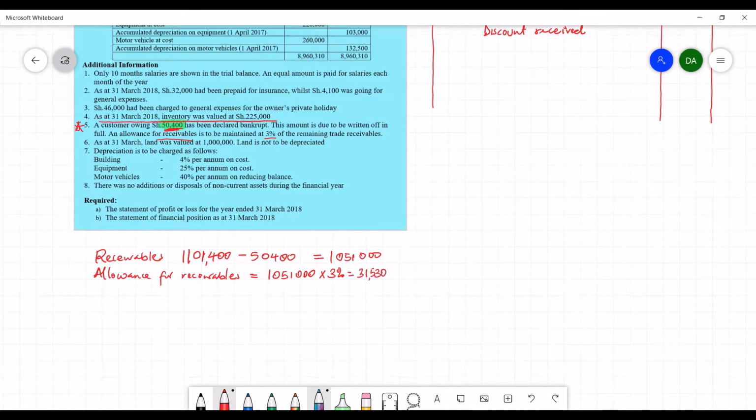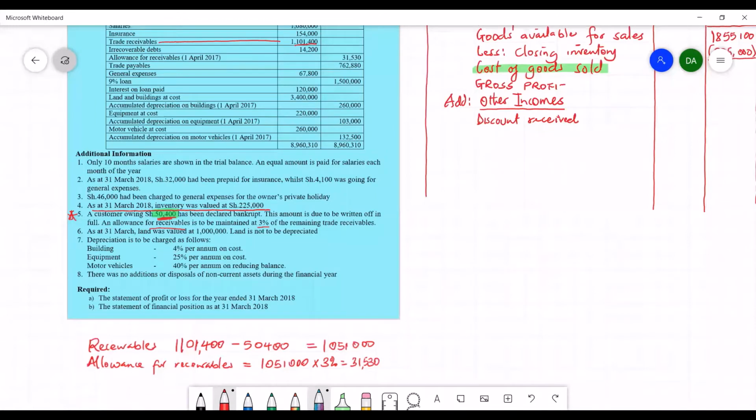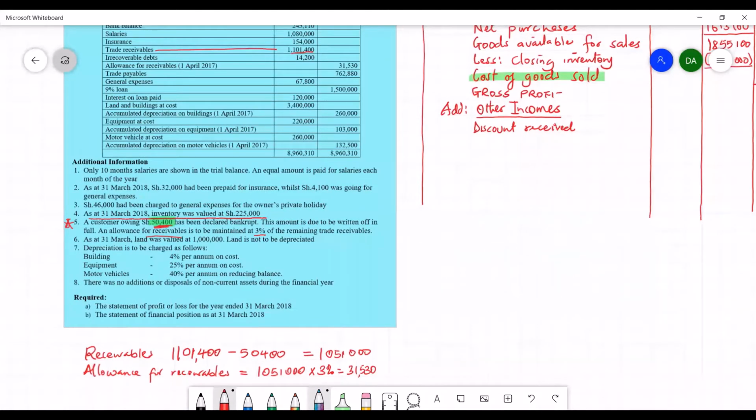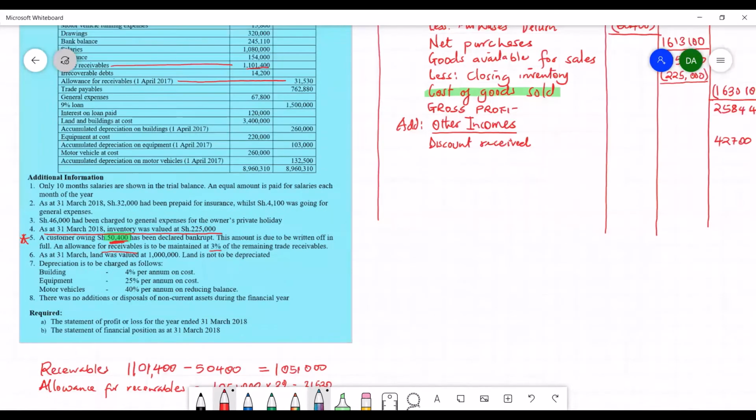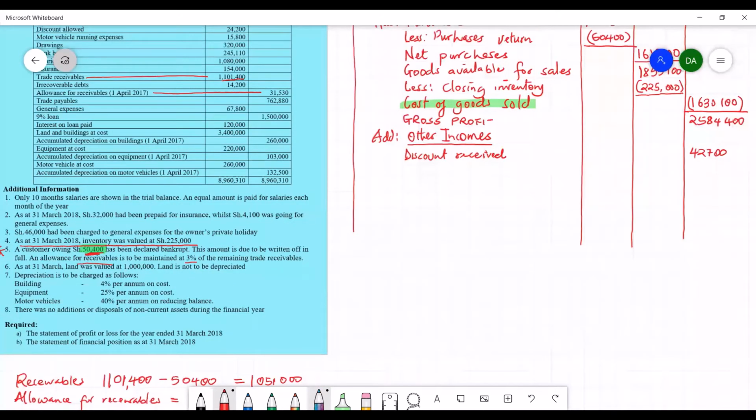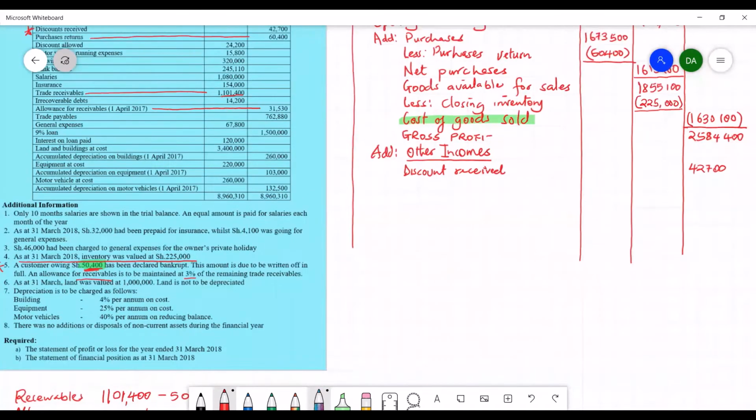Let us see at the beginning. At the beginning, allowance for bad debts or allowance for receivables is 31,530. In that case, there's no increase because at the beginning, 31,530, at the end, 31,530. If there is no increase, no decrease, there's no expense, there's no income. So then the only additional income is the discount received that we have recognized already. Let us add the discount received so that we get the total after adding the discount received.